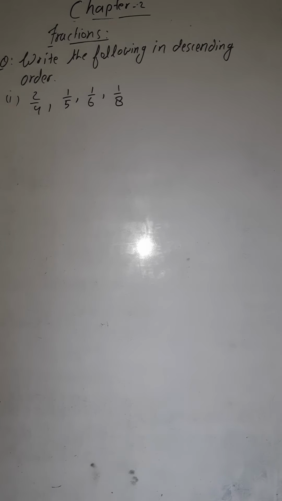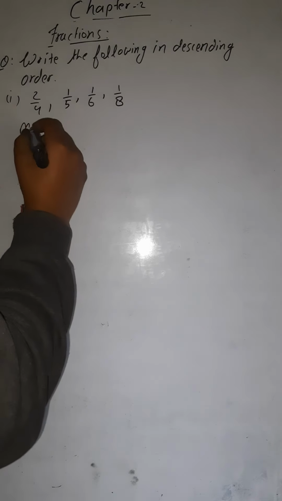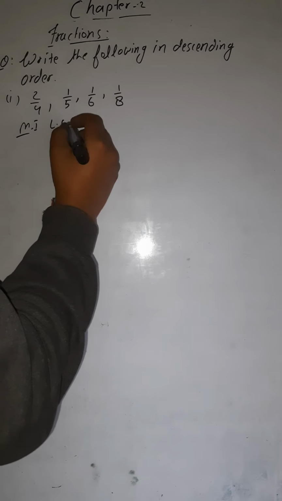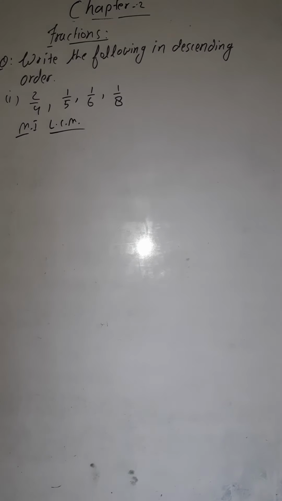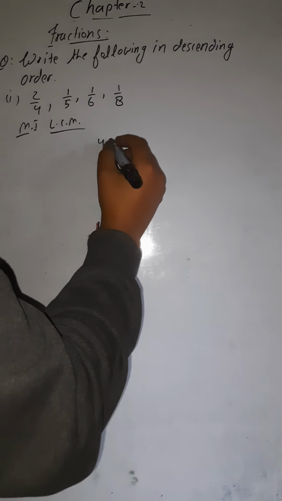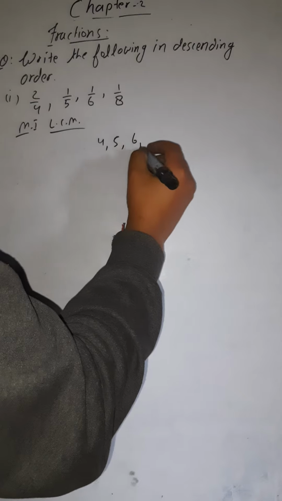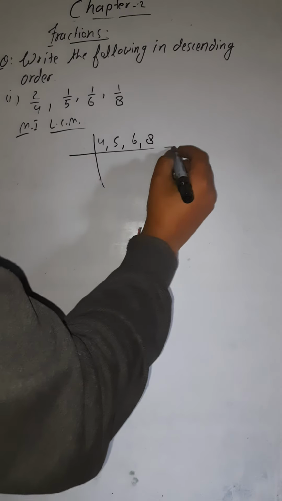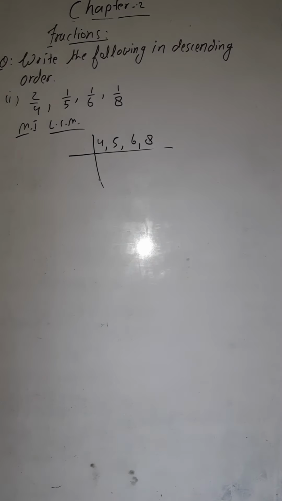Okay, so now the first method, method number 1, is the LCM method. It means we are going to take the LCM of all the denominators. So let's write all the denominators first: 4, 5, 6 and 8, these are the denominators. First of all you have to find out the LCM of all these denominators.